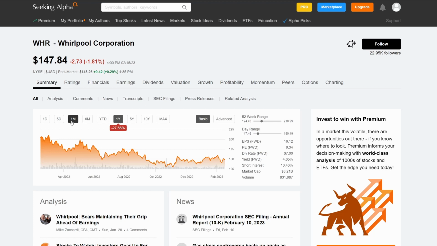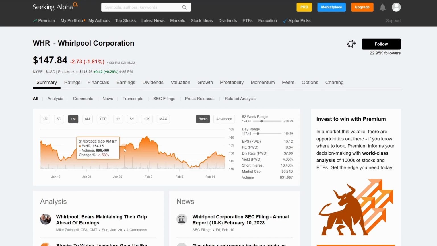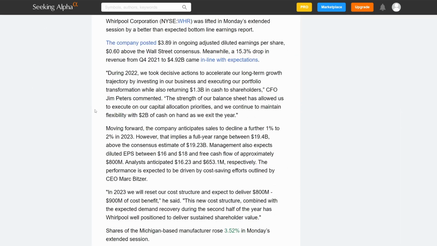The market actually liked what they saw, and you can see after the earnings was released end of January, the stock was actually going up again. Then the gas stove controversy heated up again, and you can see the stock fell again and again and again. The drop was also a bit surprising since Whirlpool actually gave quite strong guidance.